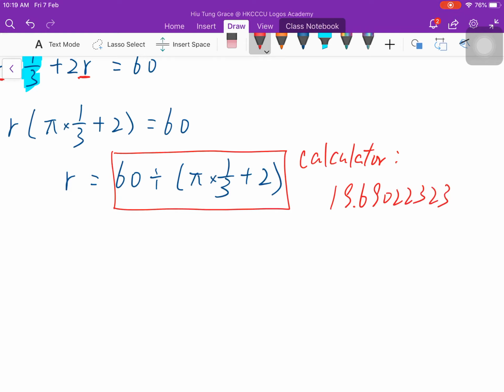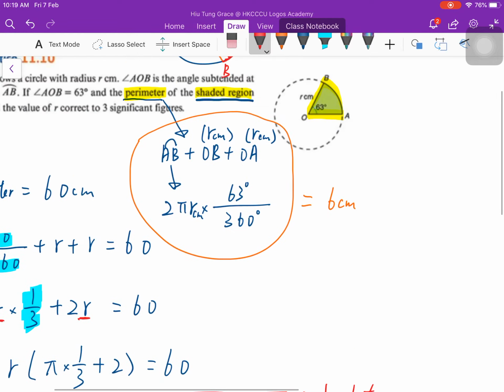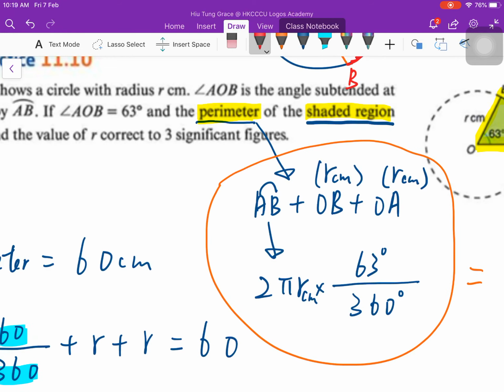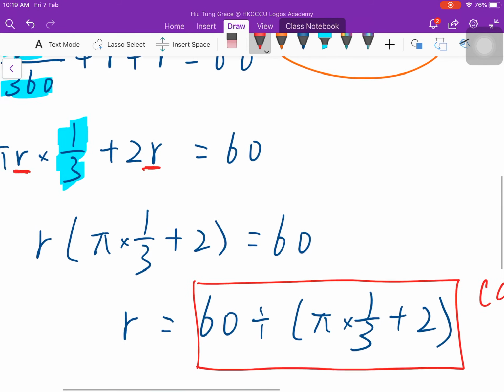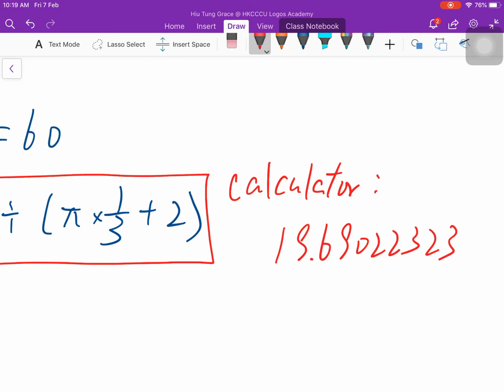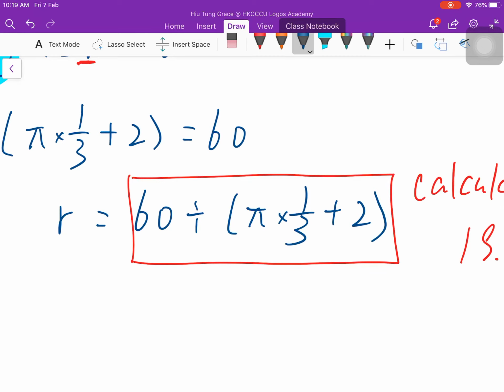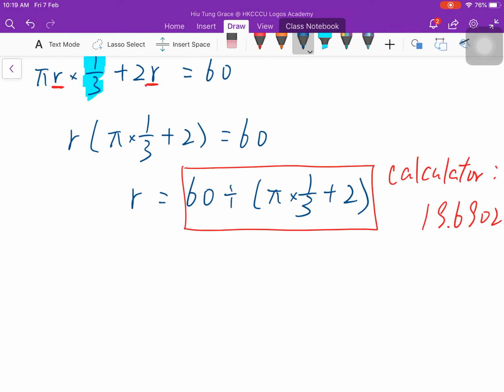And what significant figures should I take it to? Let's go back to the question. Correct to 3 significant figures. That means in this case, I will make r 19.7. Yes. So just write down the answer. In this case, r equals 19.7.